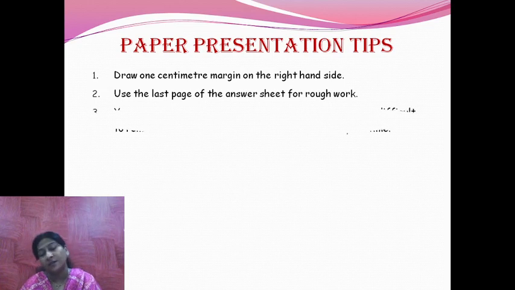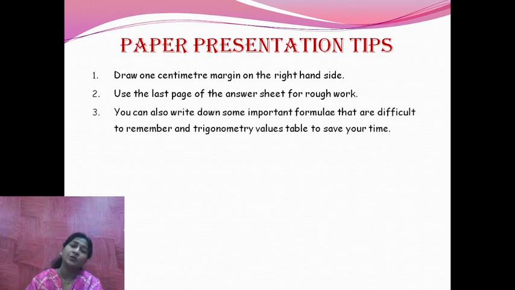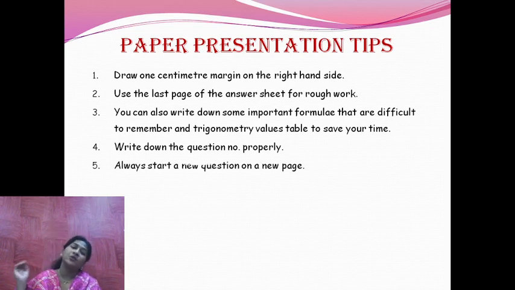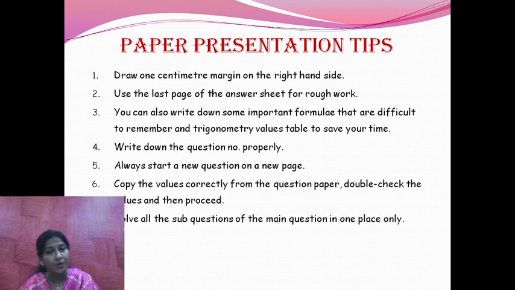At the last of the answer sheet, students, you can do the rough work. At the same time, you can jot down the important formulas and the trigonometric value table, so it will save your time if in the starting only you are doing this. Then next is write down the question number properly. While copying down the question numbers from the question paper to answer sheet, students, do not make any numerical errors. Try to avoid it. So whatever the question number is there, please write the question number and its sub question properly.